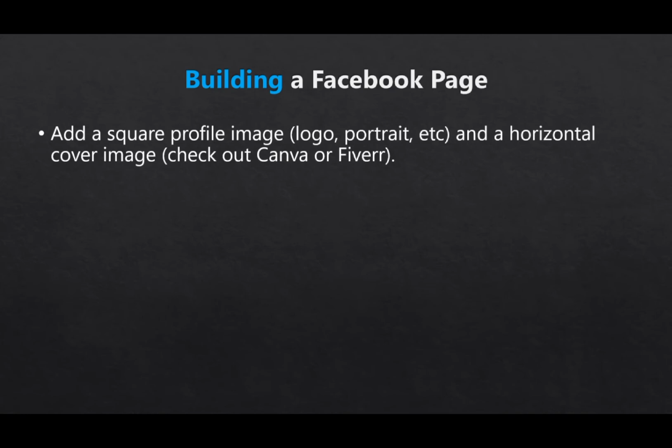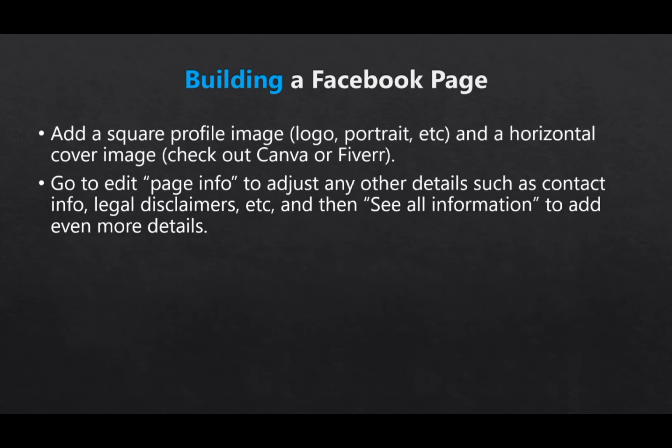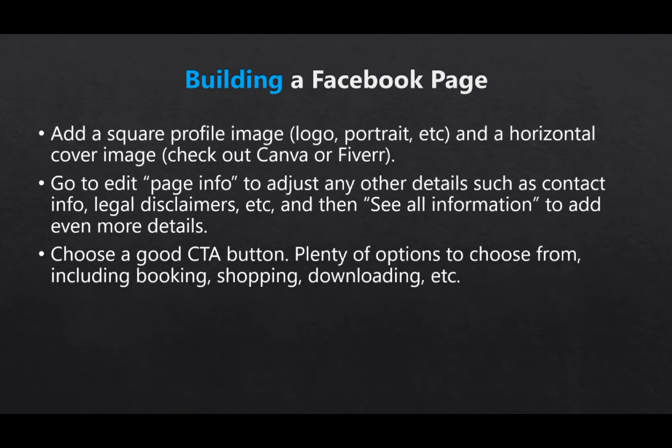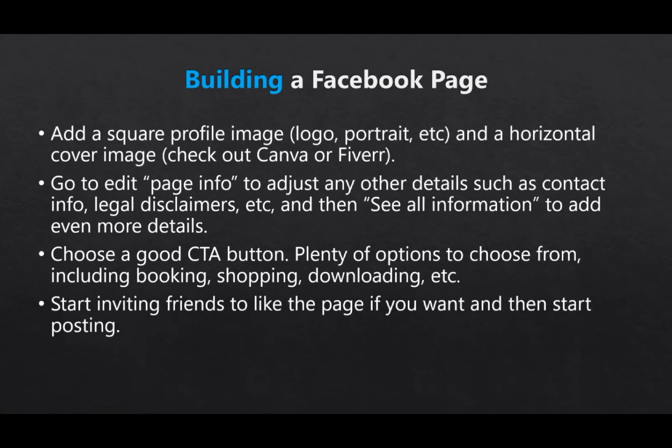Next, go to Edit Your Page Info to adjust your page details. Here you can add categories, descriptions, contact info, location, legal disclaimers, and so on. Then, go to See All Information and see if there's anything else you want to add, such as awards, privacy policy, and so on. Finally, you'll want to add a call to action button to the top of your page. This CTA button can be for booking services, contacting you, purchasing or shopping, downloading something, or even a generic Learn More. After choosing one of these categories, you'll have a choice of more specific CTA wordings to select from. Once your page is ready and looking the way you want it, you'll have an opportunity to start inviting friends to like the page or to start posting content to the page timeline.